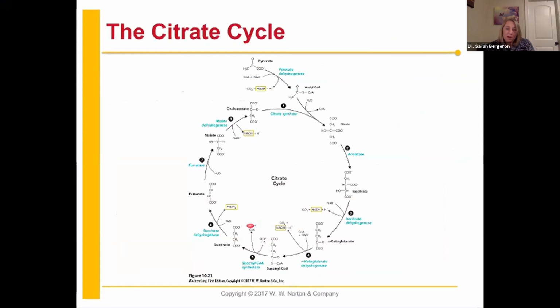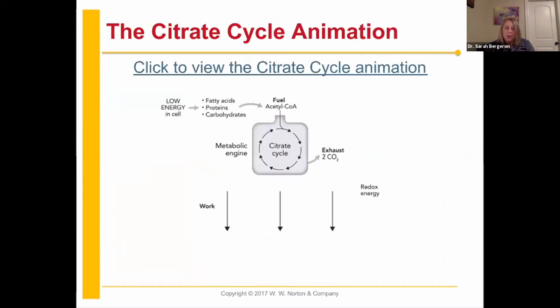And so here's our whole cycle. And we're going to talk about this step by step. But it's good to have a picture to know where you're starting from and where you're going to end up. And I'm not going to talk in detail about this until the end. Okay, so what I want to show you is a quick little animation.